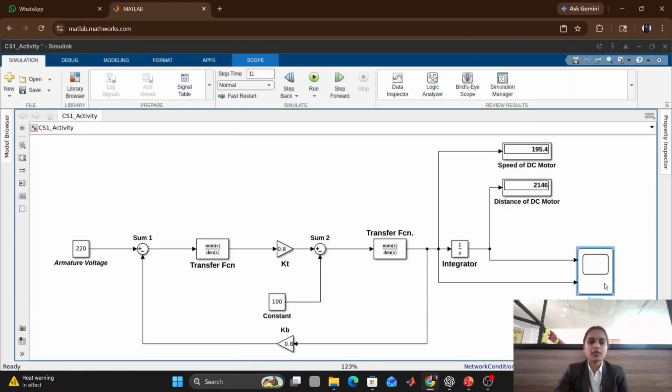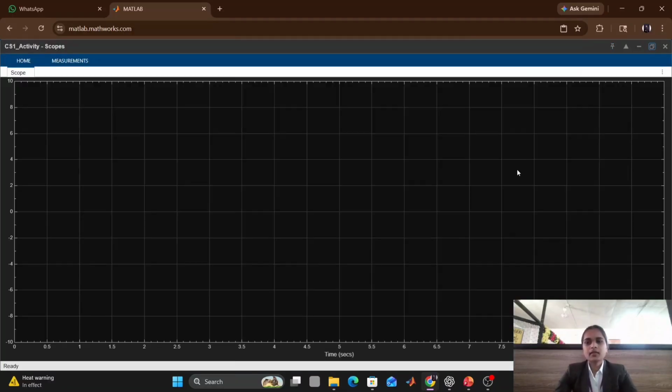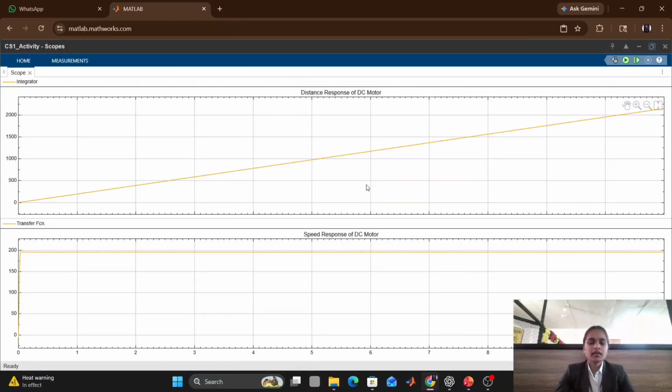Myself Bhakti Chavan from TY Electrical, roll number 13. Today I am going to explain the output waveform of the DC motor. We can get the waveform from the scope. Here two waveforms are observed. First is the distance response of the DC motor, and second is the speed response of the DC motor. Firstly, I am going to explain the speed response of the DC motor.